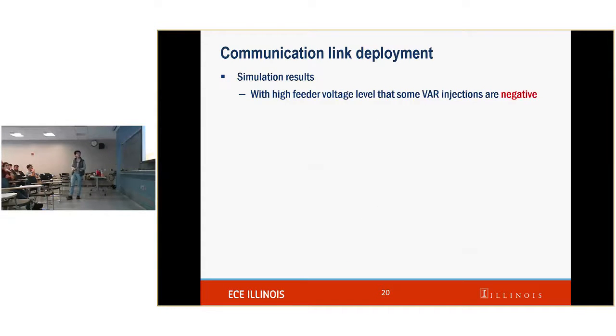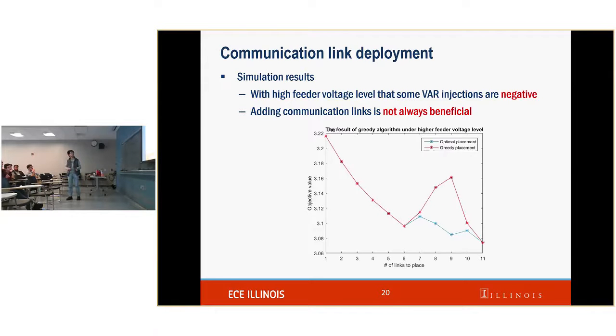So we can show that in some cases, it's a very interesting observation that it's not always beneficial to add communication links into the system. This can happen where there is a conflict of interest among different groups of buses, meaning that some groups think it's better for them to inject VAR into the system, while others think it's better to absorb VAR. Then if you place a link in between, it will even degrade the system performance.